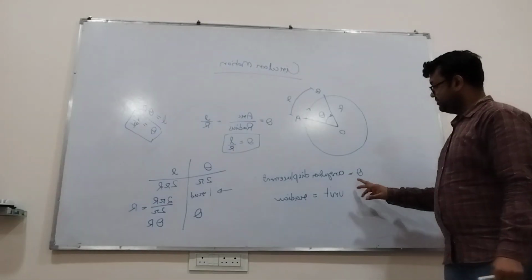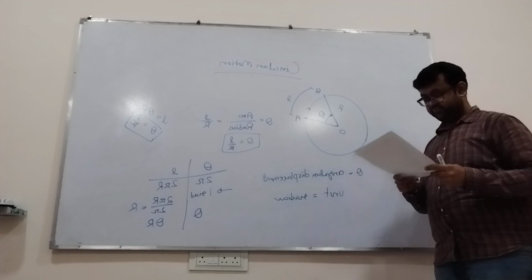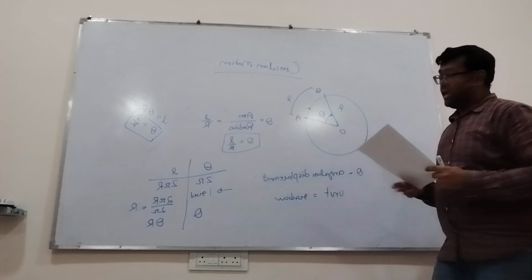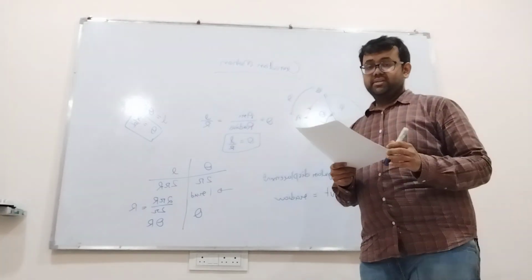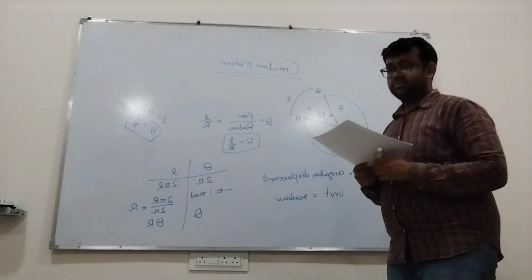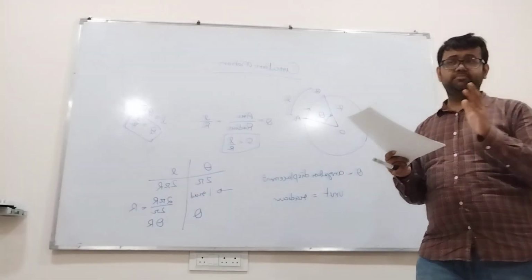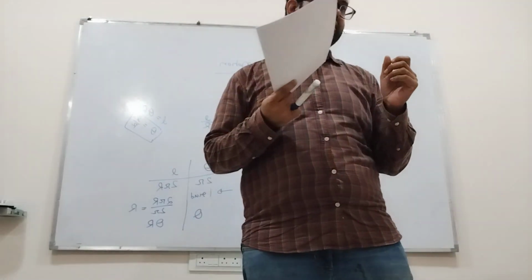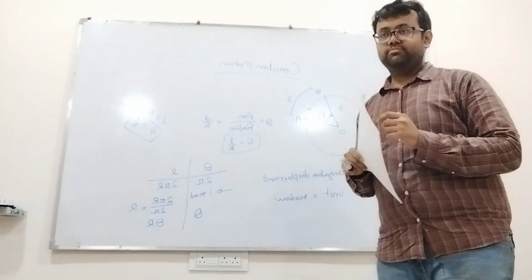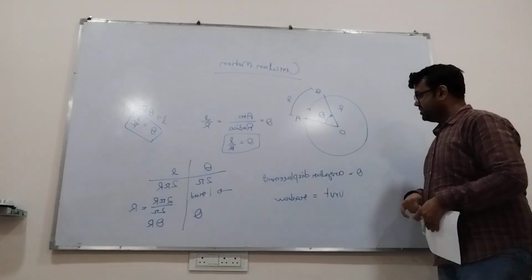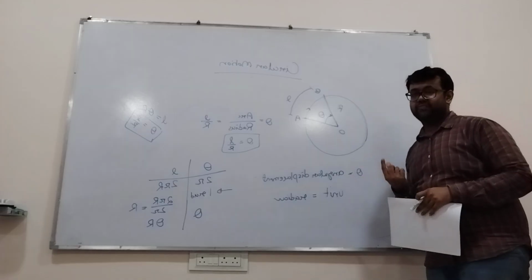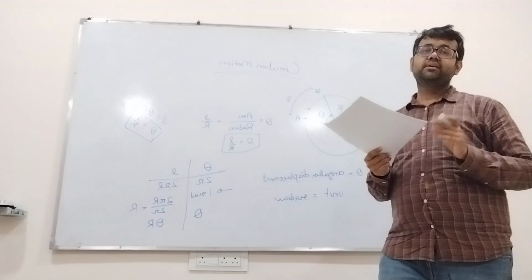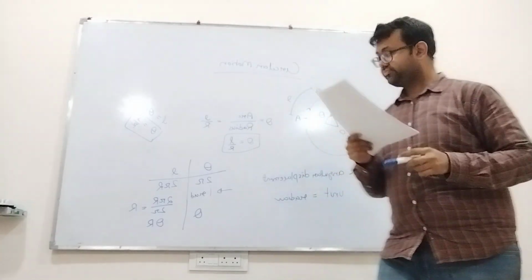So the SI unit of angular displacement is nothing but the radian. This angular displacement is an axial vector, right? As we have discussed, displacement is a vector term, distance is a scalar term, velocity is a vector term. In the same way, angular displacement is an axial vector, not a simple vector. It is an axial vector.